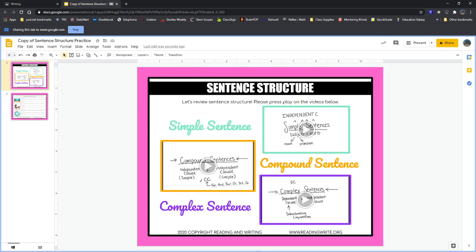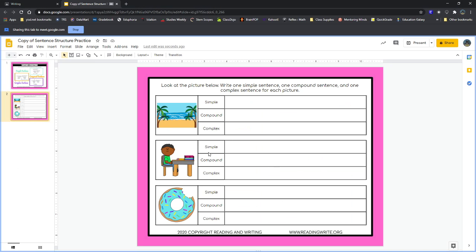Your sentence structure practice is going to look a lot like our sorting from yesterday. The first slide is going to have the 3 different videos, just in case we need to look at them again. But the second slide is where we're going to be doing our work.